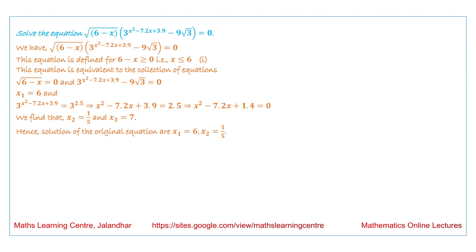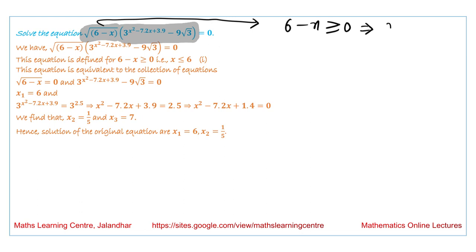Now the question we have over here, the equation is square root of (6 minus x) into (3 raised to the power x square minus 7.2x plus 3.9, minus 9 root 3). This is equal to 0. So the first condition we obtain is that this term is in a square root, so 6 minus x should be greater than or equal to 0. This implies that x should be less than or equal to 6.